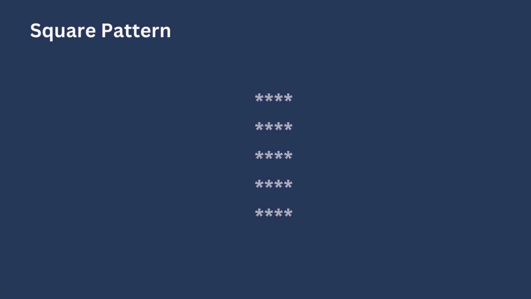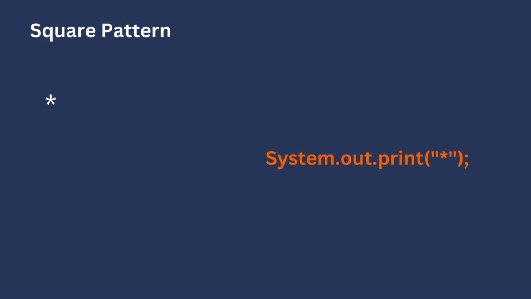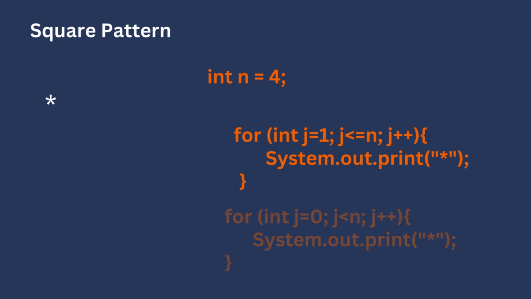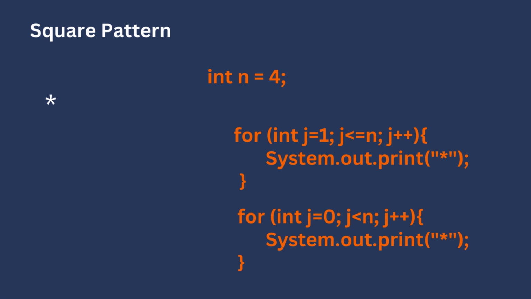Now, let's print a single star, for which we'll write this code. If we are asked to print n number of stars, then let's take n is equal to 4. We use a for loop to print those n number of stars specified. The loop will start from 1 till j is less than or equal to n, and we have mentioned the increment, which is j plus plus. Or you can start from 0 till j is less than n. You can use either one of the approaches mentioned.